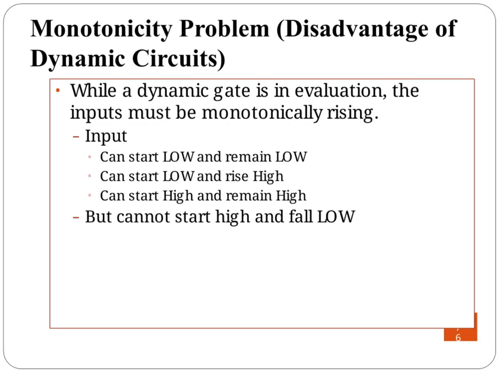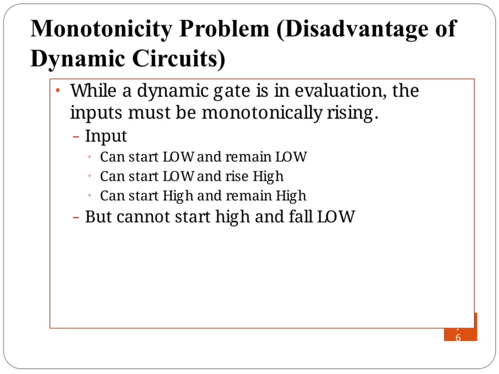Here, we're looking at a key limitation of dynamic circuits called the monotonicity problem. Essentially, when a dynamic gate is evaluating, the inputs need to follow a specific pattern. They must be monotonically rising. That means the input signals can either start low and stay low, start low and then rise to high, or start high and remain high.